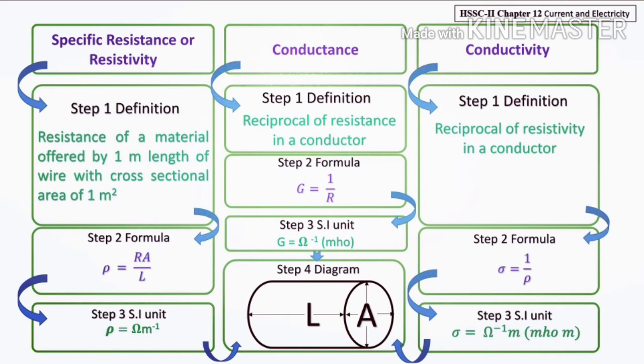Similarly, for conductance and conductivity, the reciprocal of the resistance of a conductor is known as conductance, and its formula is G is equal to 1 over R, and its SI unit is ohm inverse. It is also known as mho. Step number 4 represents the diagram of resistivity, conductance as well as conductivity. Conductivity is the reciprocal of resistivity, and its SI unit is ohm inverse meter inverse, also known as mho per meter. Its formula is sigma is equal to 1 over rho.